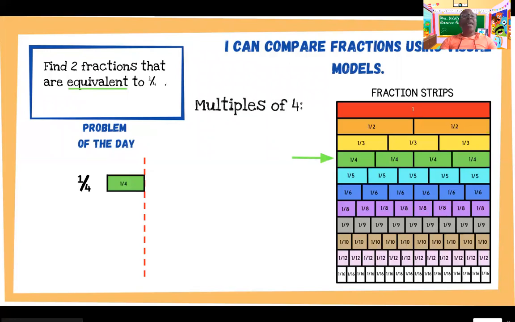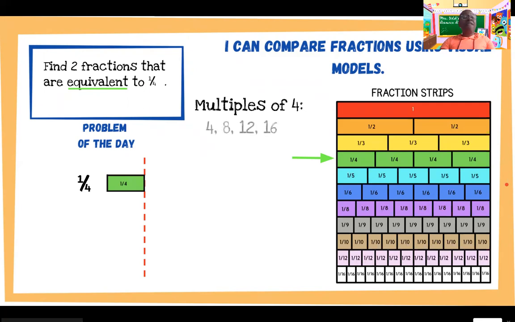That's right. We can find fractions equivalent to 1/4 by looking at the multiples of 4. Remember, multiples are the answers or the product that you get when you multiply 4 times 1, 4 times 2, 4 times 3, 4 times 4, and so on and so forth. So let's do that together.